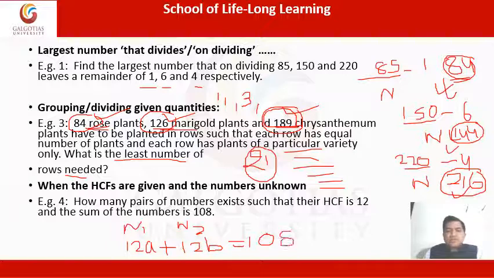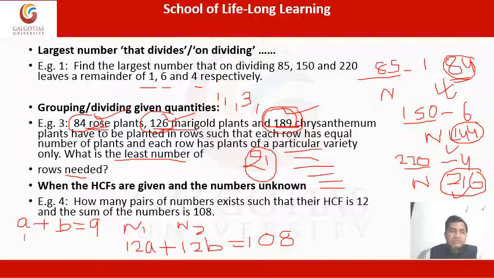So when you cancel from 12, what do you get? You get a plus b as 9. Correct? 108 by 12, that will cancel out. 9. Now a plus b is 9 and a and b will be natural numbers. What are the possible values of a and b?